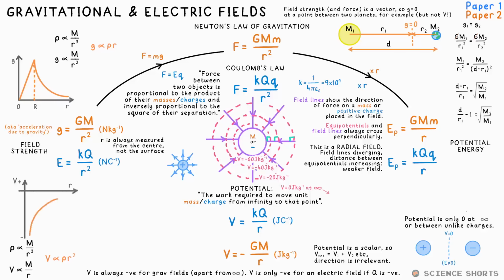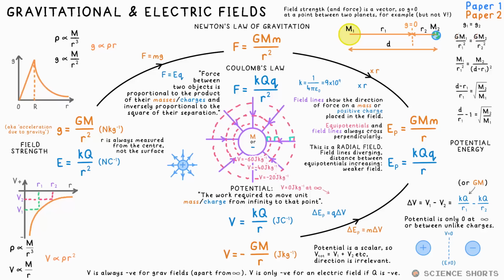If you have a graph of V against r, there are two things we can do with it. We can read off 2 points, calculate the change in potential in joules per kilogram or joules per coulomb, then multiply by the mass or charge of the object we're actually moving to find the energy or work done. So that means change in potential energy is equal to m delta V or q delta V. You might be tempted to put the distance moved as r in our equation, but remember r is always the distance from the center of the mass or charge that's producing the field.